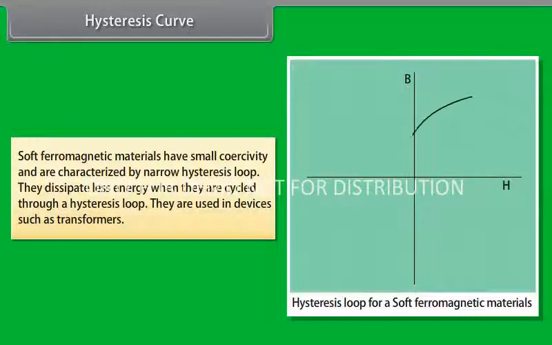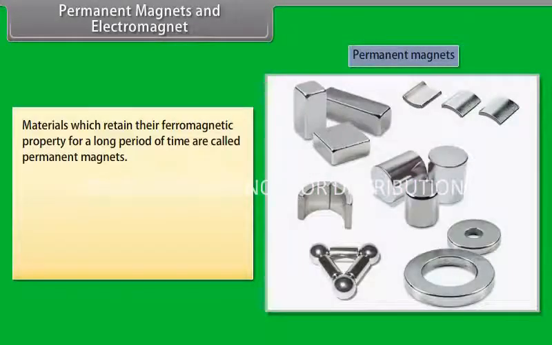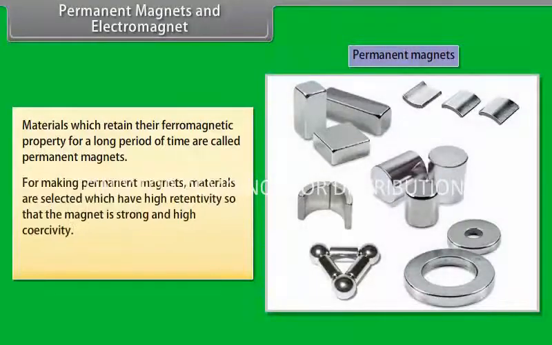Soft ferromagnetic materials have small coercivity and are characterized by narrow hysteresis loop. They dissipate less energy when they are cycled through a hysteresis loop. They are used in devices such as transformers, permanent magnets, and electromagnet. Materials which retain their ferromagnetic property for a long period of time are called permanent magnets. For making permanent magnets, materials are selected which have high retentivity so that the magnet is strong, and high coercivity.